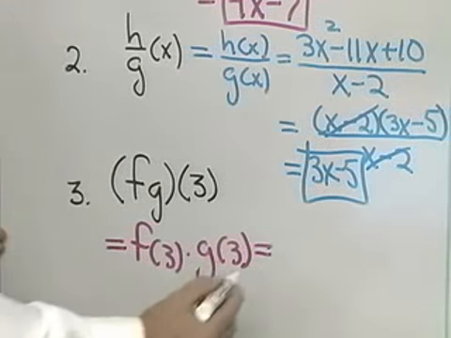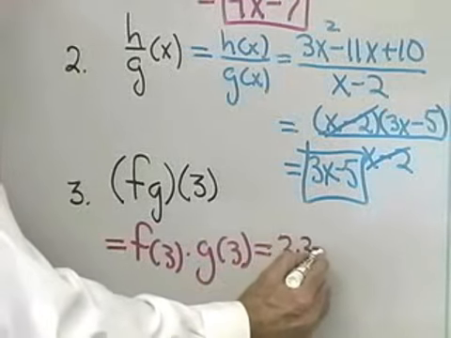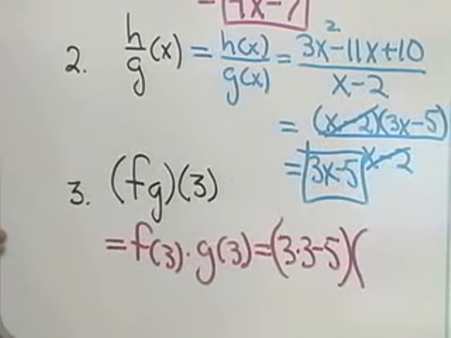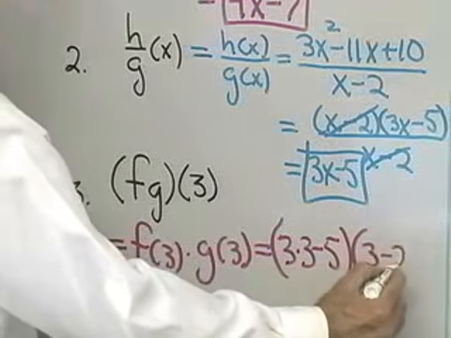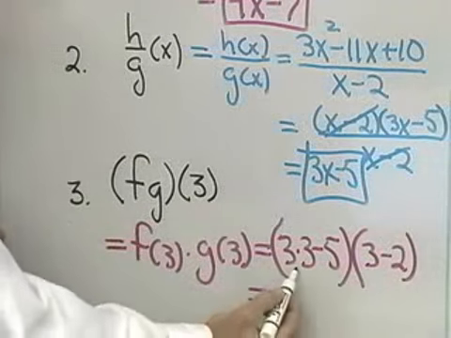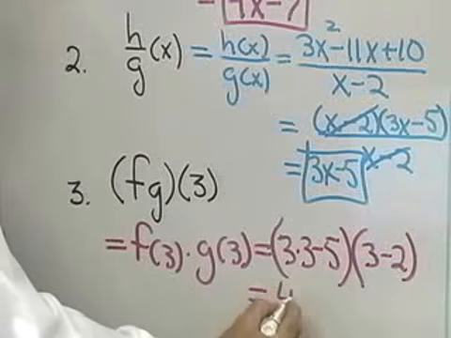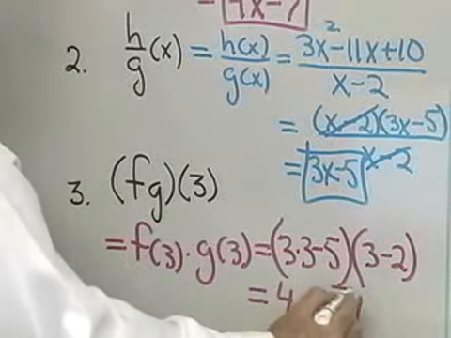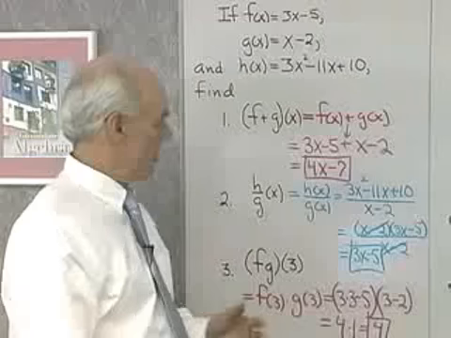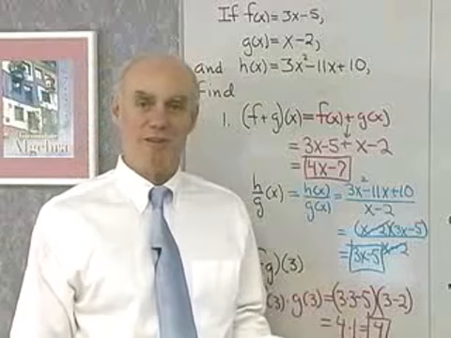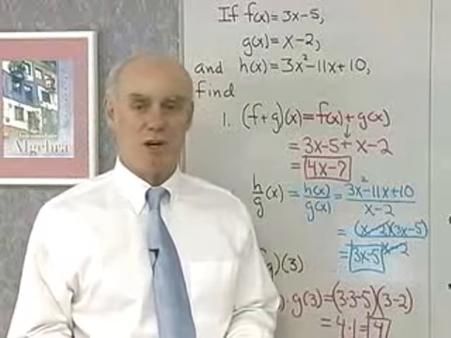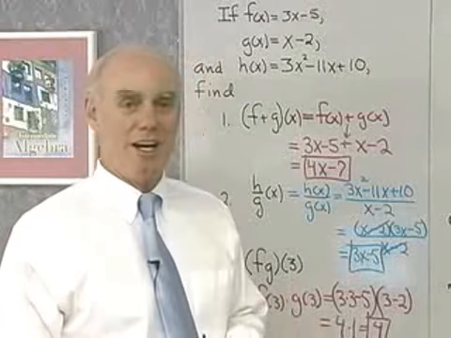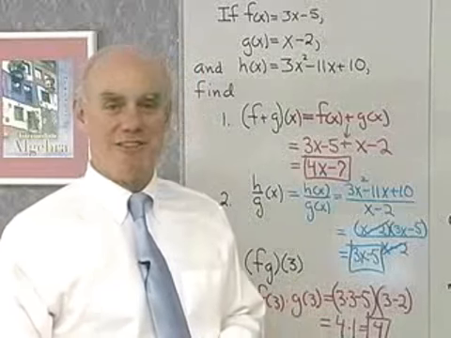F of x is 3x minus 5, so 3 times 3 minus 5. And then g of x is x minus 2, so that will just be 3 minus 2. So I end up with 9 subtract 5, which is going to be 4, times 3 subtract 2, which is 1. So that just comes out to be 4. So here I have the product of two functions, and I wanted to evaluate them at 3. I just take each one of them, evaluate them at 3, and multiply the two results together. I come out with 4, and that is f times g of 3.